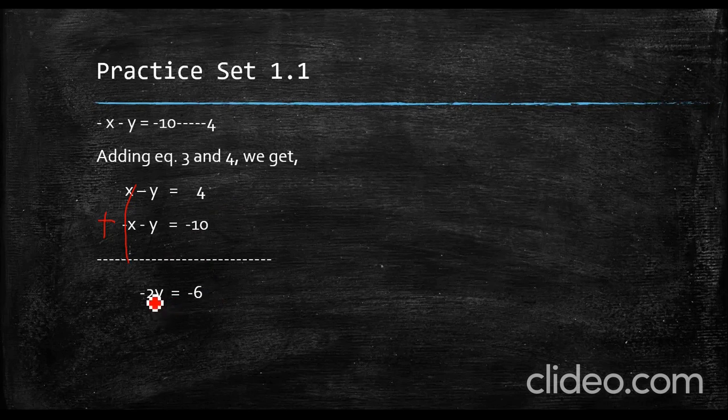Okay, so if I take this 2 to the other side, ये क्या होगा? Divide होगा. तो y is equal to minus 6 upon minus 2. Here also we can cancel minus का sign. So answer आएगा y is equal to 3.